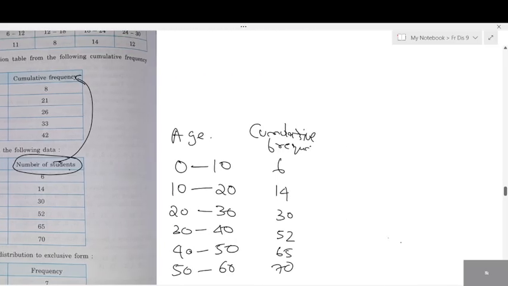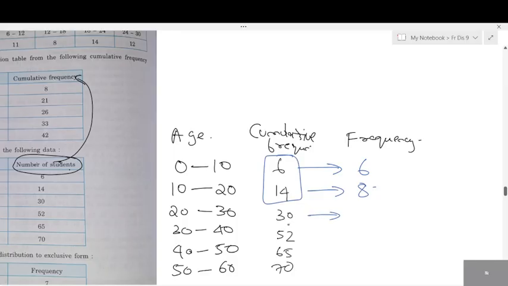Now from cumulative to frequency, do we add or subtract? We subtract. So keep 6 as it is. Second one. How do you find the second one? How much is 14 minus 6? 8. Next. How do you find the third value, students? 30 minus 14. How much is 30 minus 14? Complete this table. This is the 16th question.